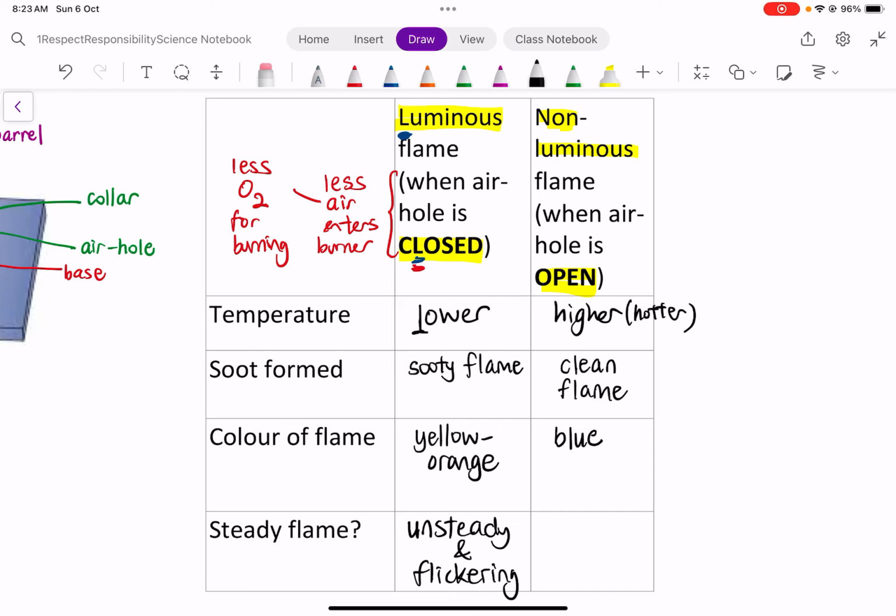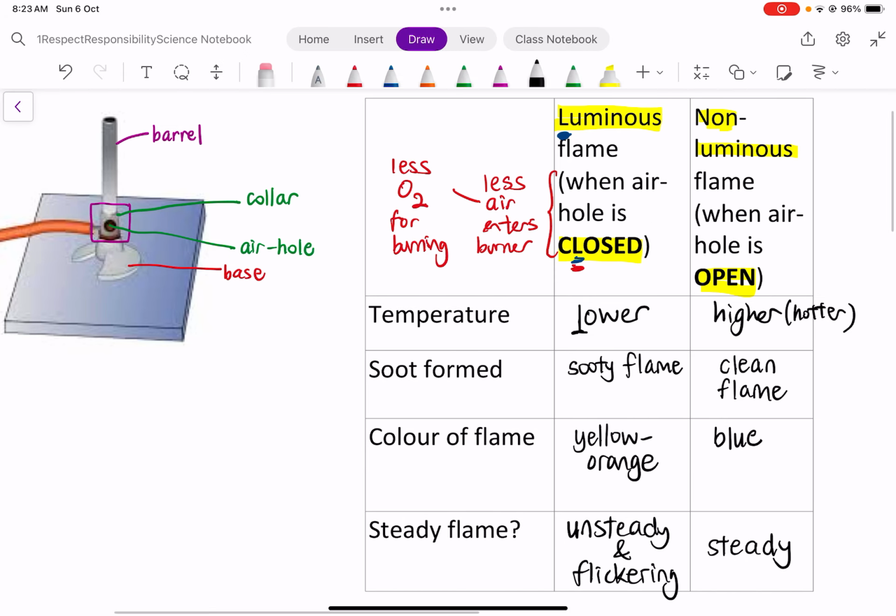On the other hand, the non-luminous flame is steady, meaning it will not flicker left and right. It will just be vertical throughout the experiment. And that's also one of the reasons why the non-luminous flame is used for heating in the lab.